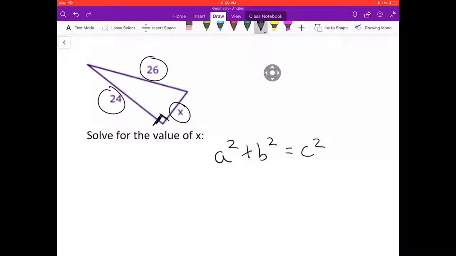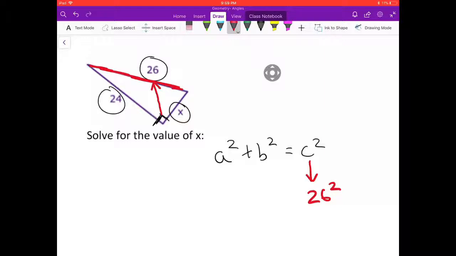In the same way I did before, the first thing I'm going to fill in is my c. And I'm going to look across from my right angle. So this side across from my right angle is 26. Now this time, that's what's going to go in for c squared. So it's going to be a little different for us to solve for our missing piece this time.